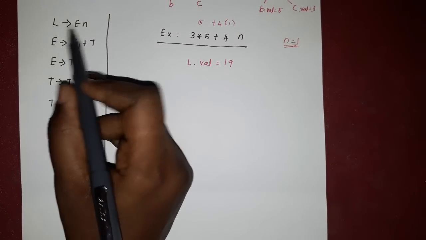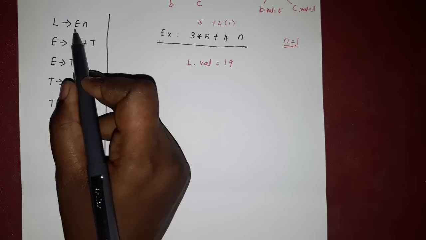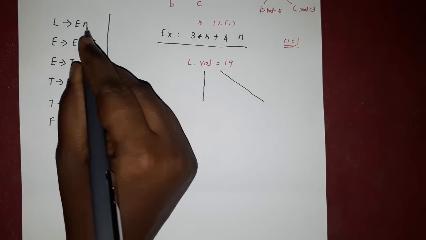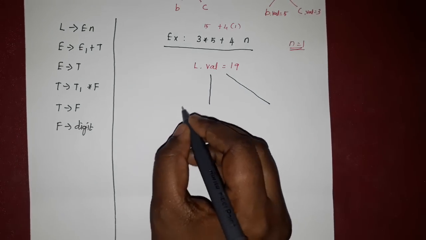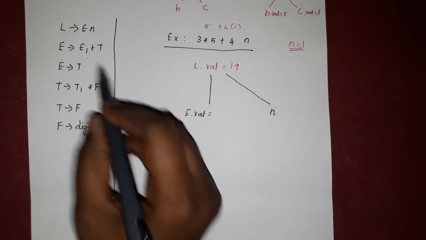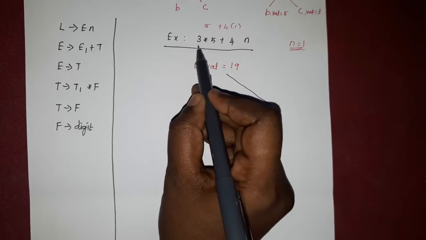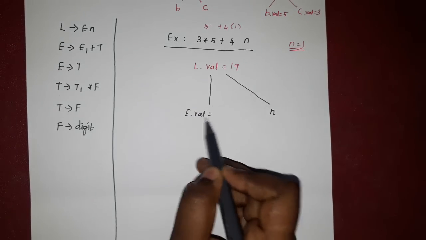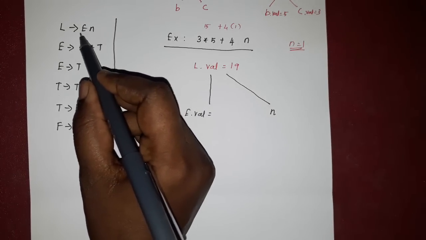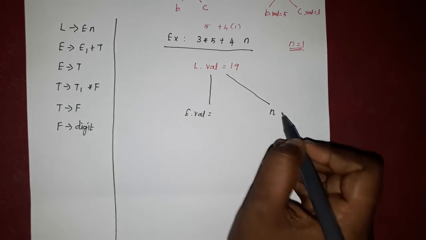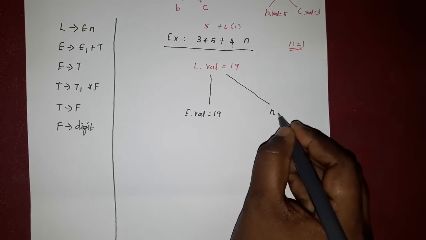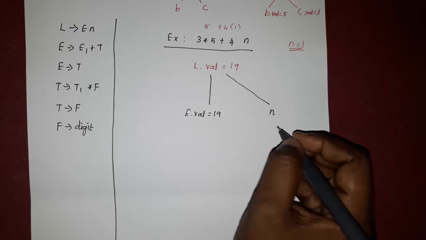this root node L is split up into two child nodes, one is E and the second one is n. E is the attribute value, so we can write E dot value is equal to, this is the normal n value. So we can compare this expression to this expression. So 3 star 5 plus 4 is an expression and n is n. This is capital E, this is n. So we can split up into two. So E dot value, n is n. So 3 star 5 is 15 and 4. So 15 plus 4 is 19. n can be written separately.